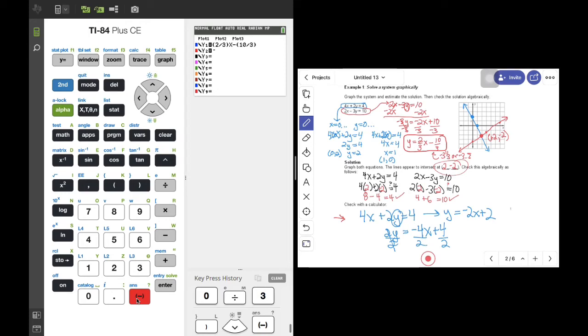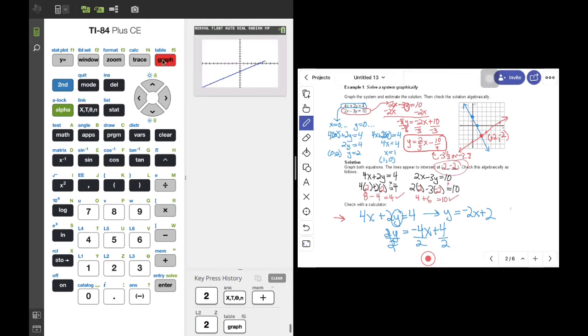It will give you a syntax error. So y equals negative 2x plus 2, and then I would press graph. And what I see is two lines intersecting down there in quadrant 4. I think it's the point (2, -2). I'm pretty excited about that.